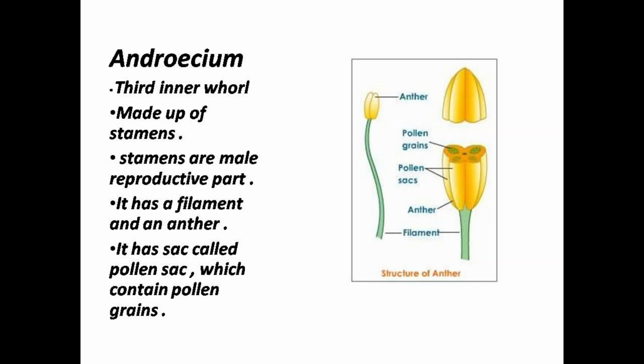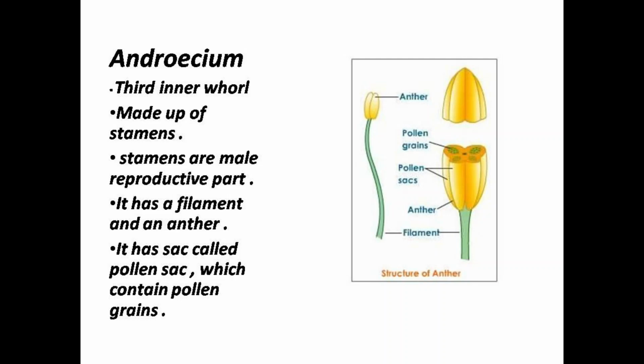Androecium is the third inner wall of a flower. It lies inner to the petals and is made up of stamens. There are generally 4 to 5 stamens in a flower. Stamens are male reproductive parts of a flower.